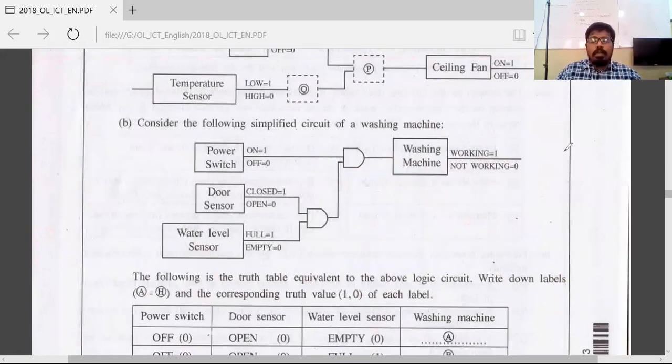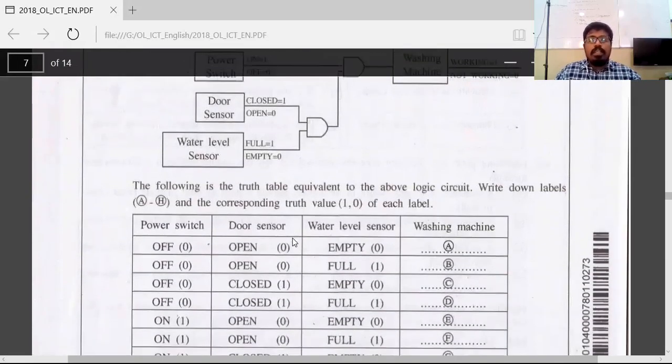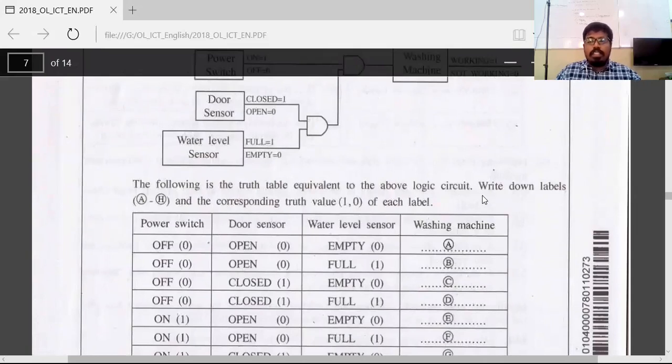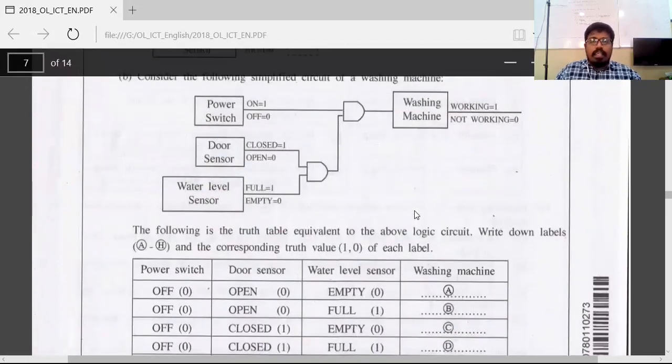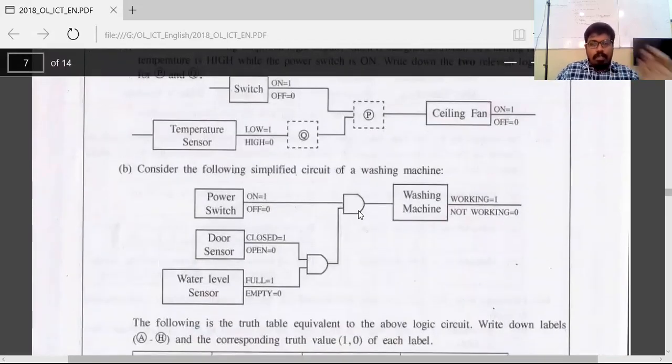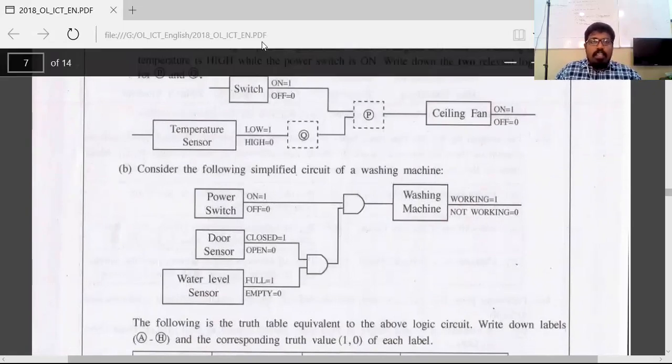Right? This is a very simple question, but when you look at the diagram, you may imagine that it's a huge question. No, very simple one. The following is the truth table equivalent to the above logic circuit. Write down labels A to H and the corresponding truth table value 1, 0 of each label. Here, it's a very simple one. All are AND gates.